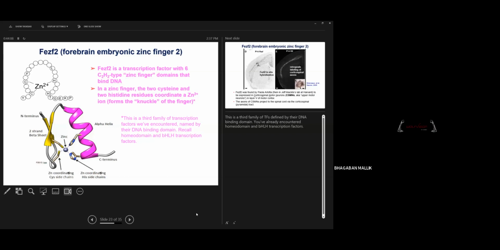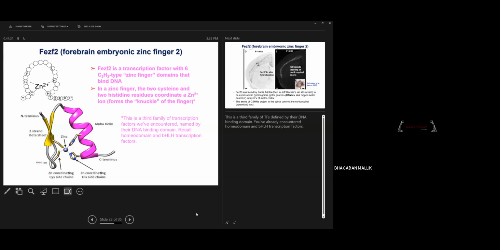Now you have the 2 cysteine residues again forming the coordinate bond to the zinc. This is how the FEZF2 one subunit looks like. So you have 6 like this to make the transcription factor FEZF2. So this is the 3rd family of transcription factors we are focusing on.